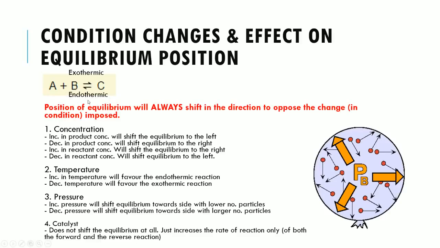If we were to decrease the temperature, it will actually favor the exothermic reaction, because it's going to try to increase the temperature, and it's obviously opposing what we're doing, so it'll shift the equilibrium to the right if we were to do that.